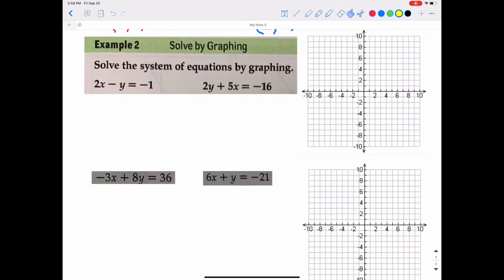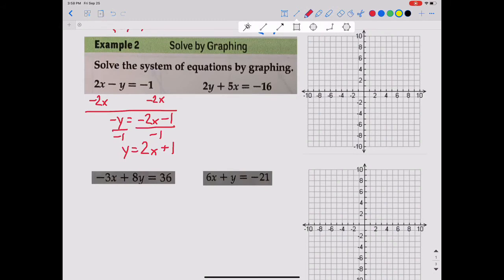So, solve the system of equations by graphing. The first one is 2x minus y equals negative 1. To solve that, we would subtract 2x from both sides. That would be negative y equals negative 2x minus 1. And then we have to divide by negative 1 to eliminate that negative sign in front of the y. So we get y equals 2x plus 1. And then we can go and graph that.